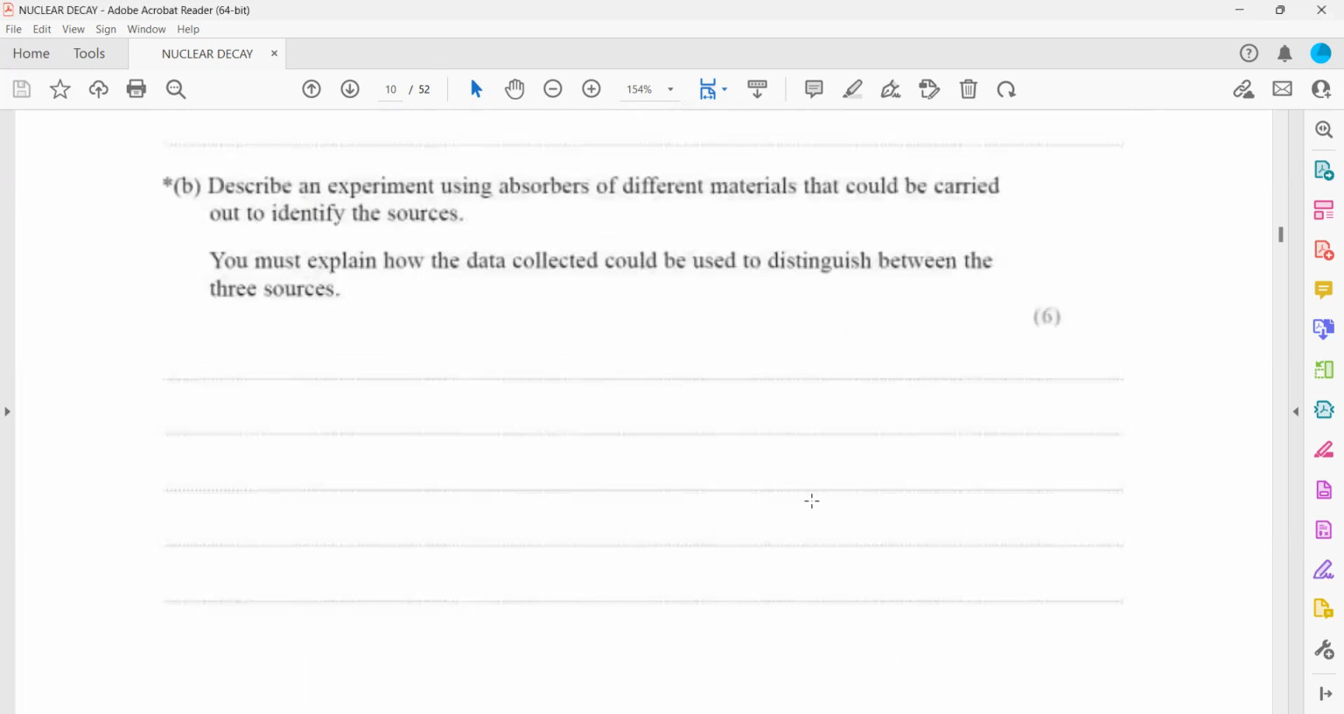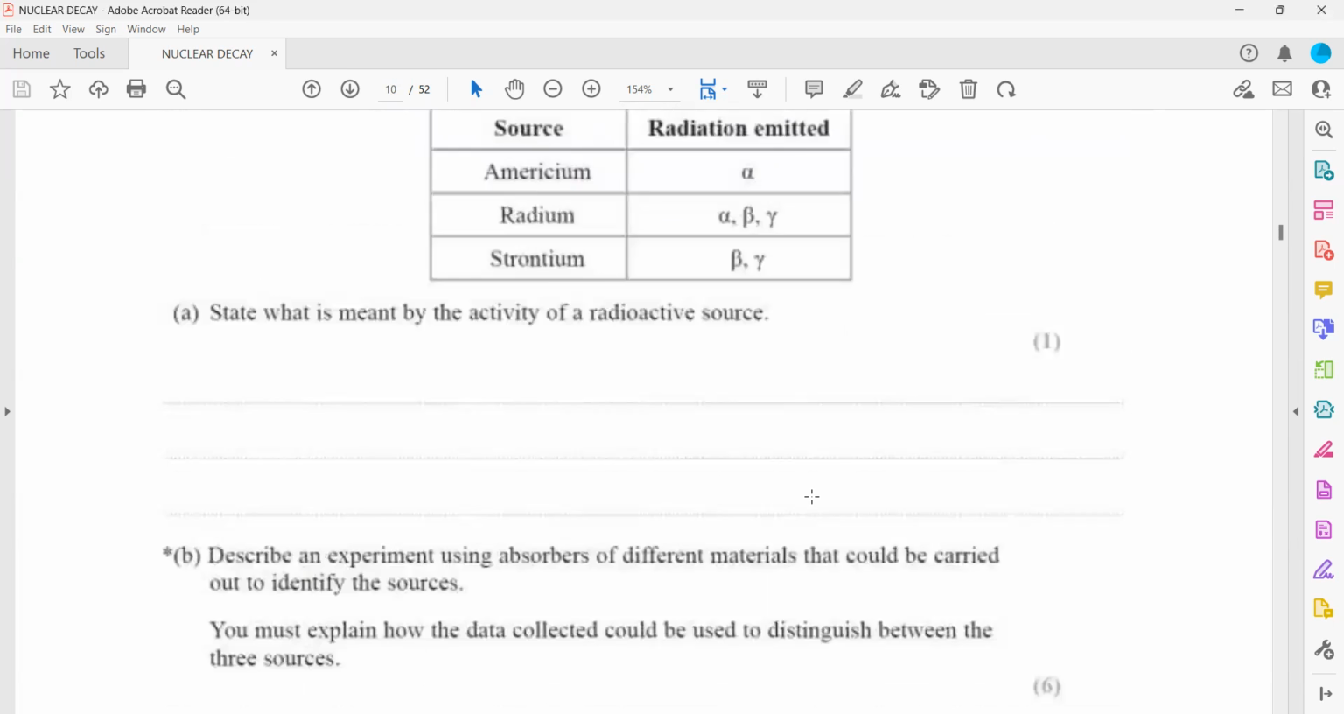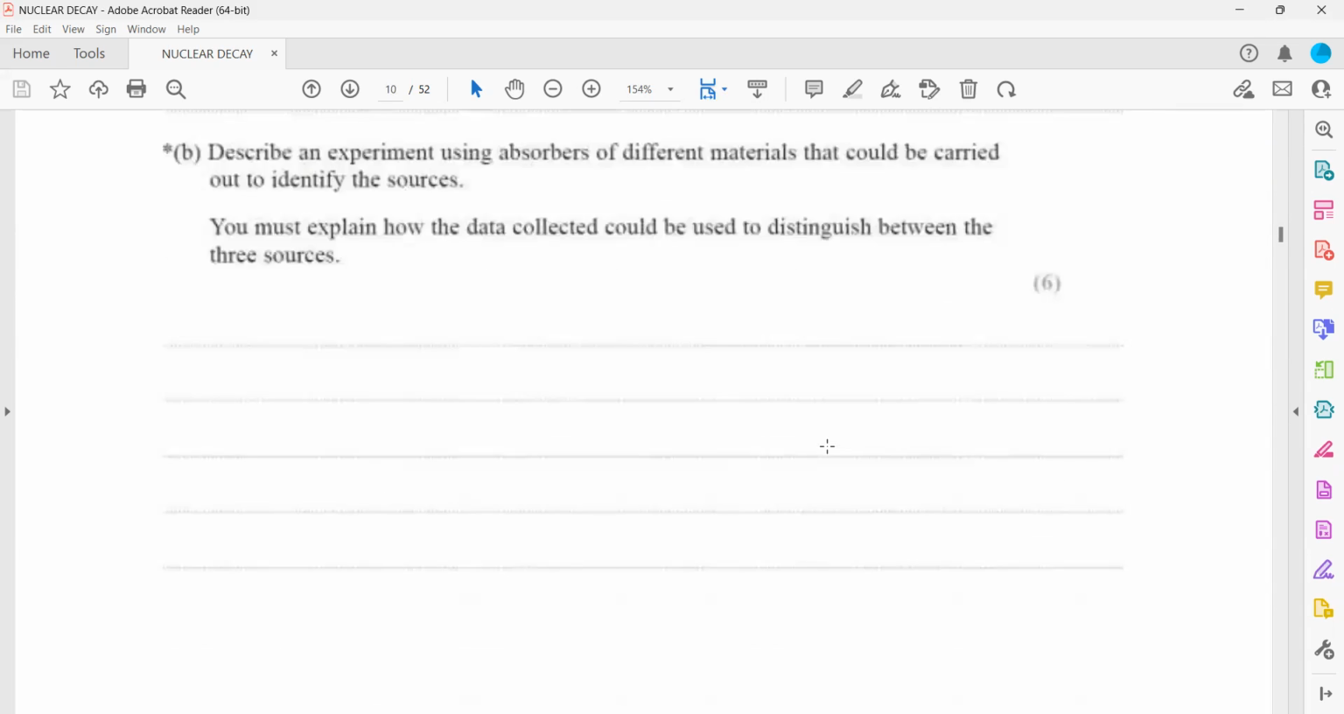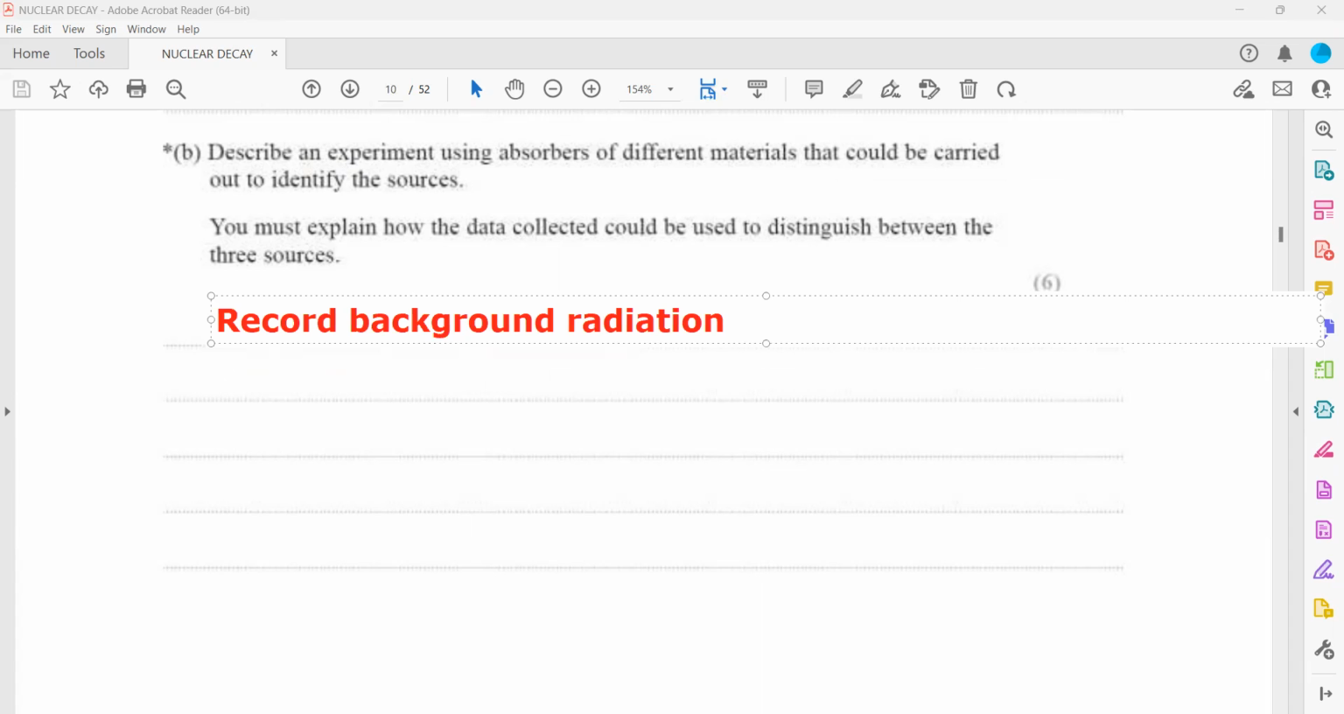Describe an experiment using absorbers of different materials that could be carried out to identify the source. You must explain how the data collected should be used to distinguish between the sources. So one is an alpha source, another one is alpha, beta, and gamma, another one is beta, gamma source. First, whenever this question is there, we always record the background radiation. That is the first thing.